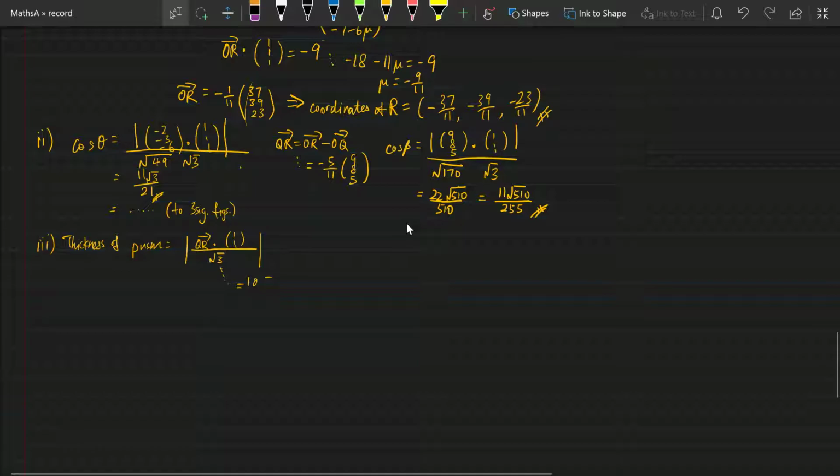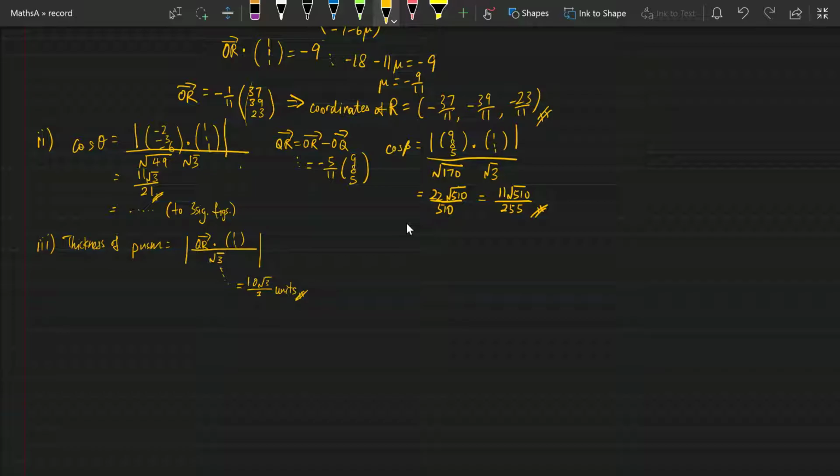10 square root 3 over 3, the exact answer. So again, 10 square root 3 divided by 3. They didn't give units, right? So I just write down units. A three significant figures answer would be fine too.